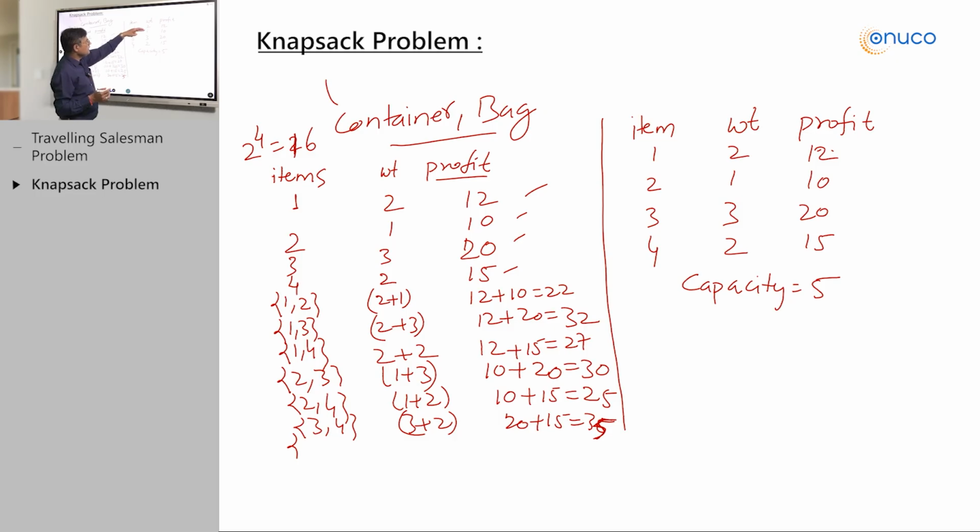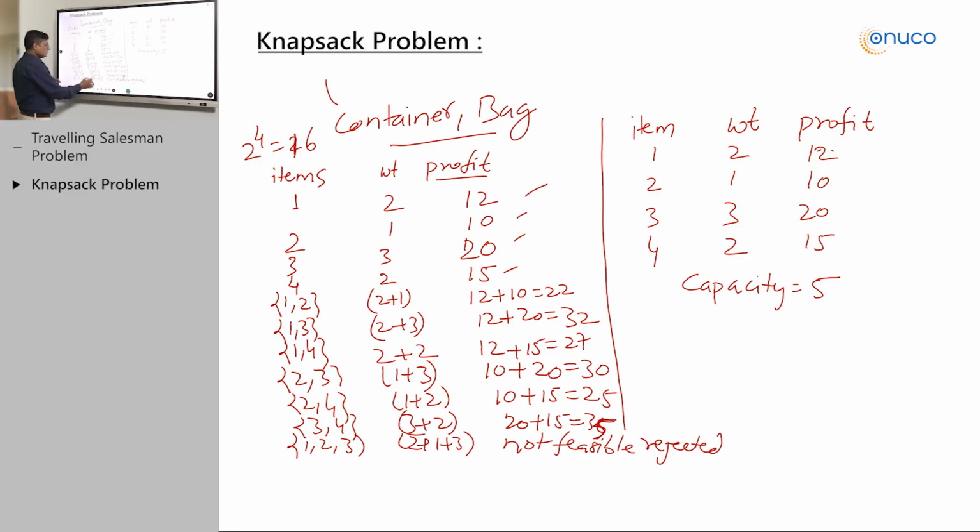1, 2, 3. What is the weight? 2 plus 1, 3, plus 3, 6. No, not possible. So the weight is 2 plus 1 plus 3. It is not feasible. Rejected. Why is it rejected? The reason is the total weight of the items is more than the capacity of the bag.